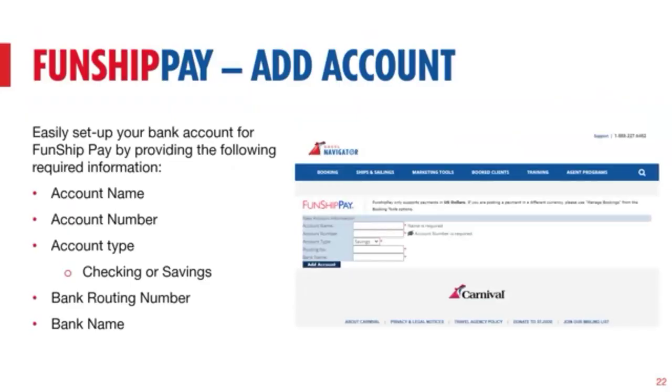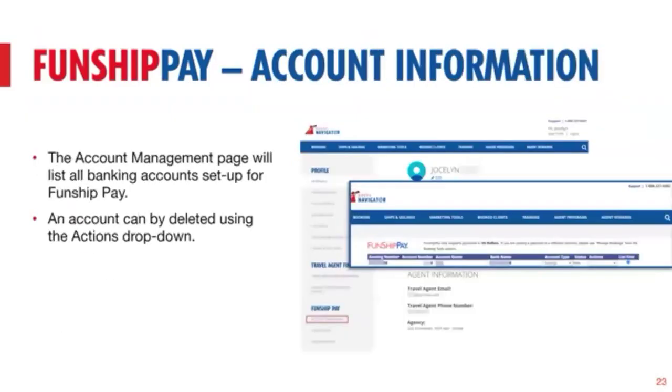Then enter the checking or savings account number and use the drop-down to choose if it is a checking or savings account. Next, enter your bank's routing number and name. Click Add Account, and you are finished. To view the account management page, click on Account Information under FundShip Pay.